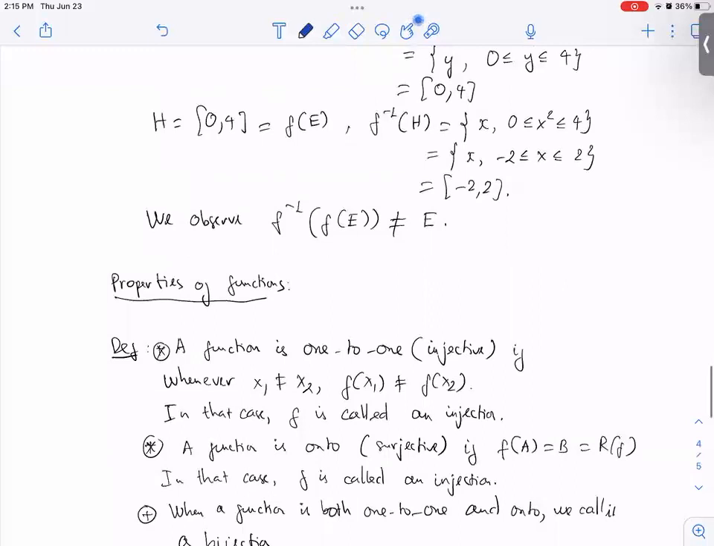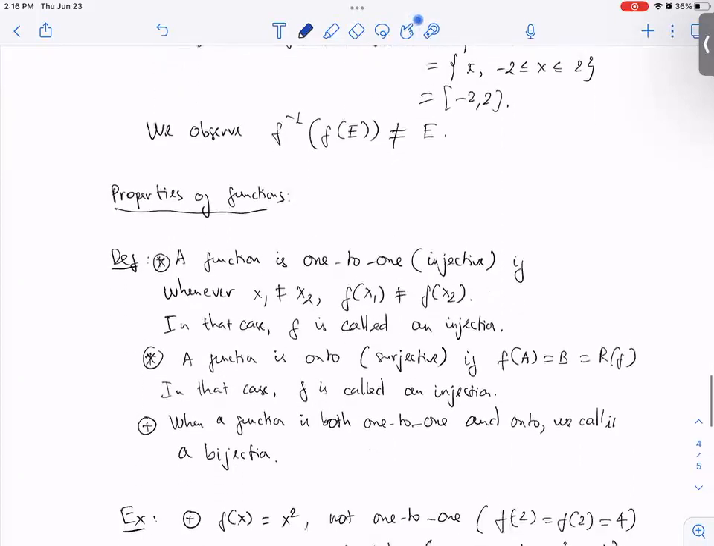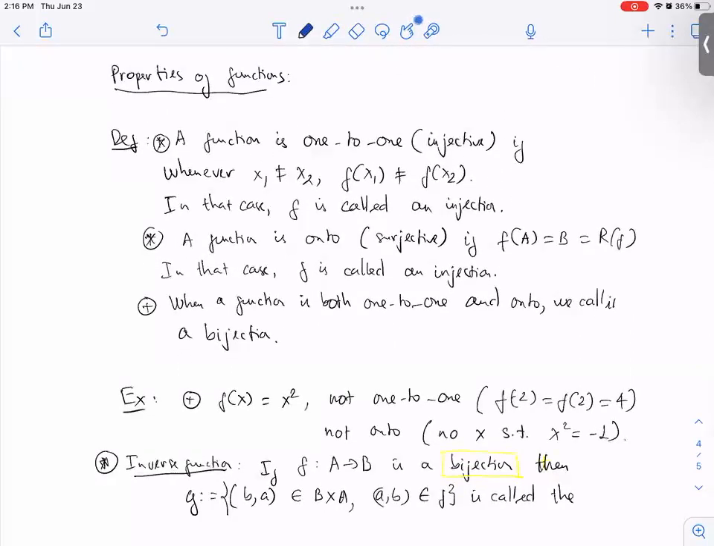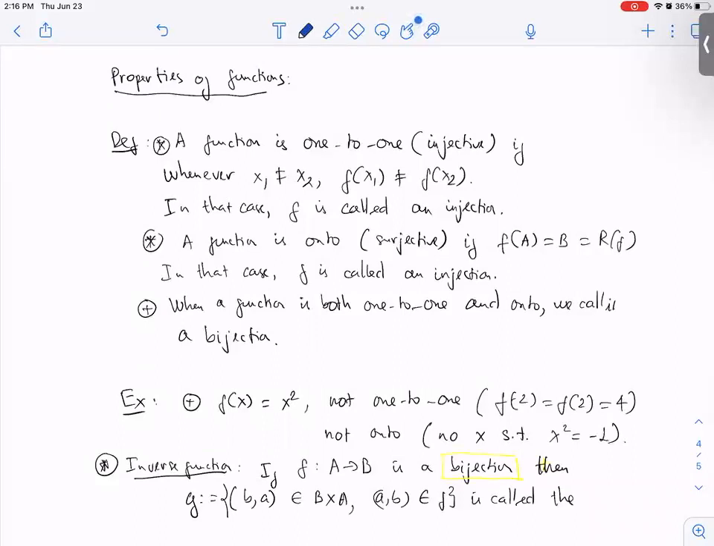And so the inverse image here consists of all numbers x such that 0 is smaller than x squared, which is smaller than 4. And we can easily deduce that x here must be between -2 and 2. That's why the inverse image here is the set of numbers from -2 to 2. So we observe that the inverse image of the image of E is not equal to E. So that's something to remember. That's how a function can be defined from scratch.